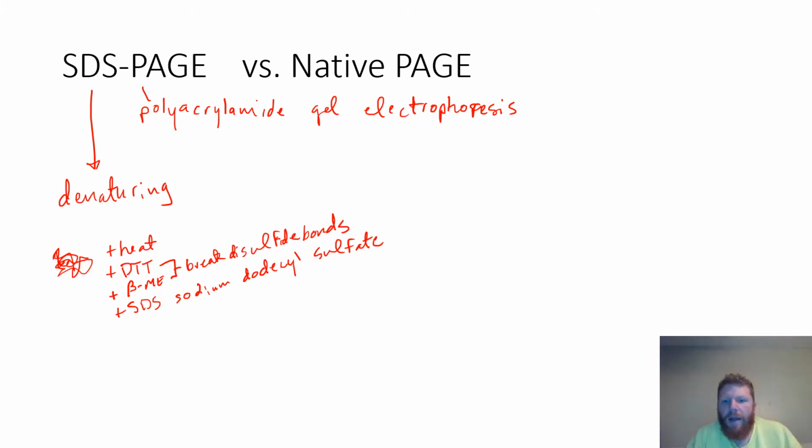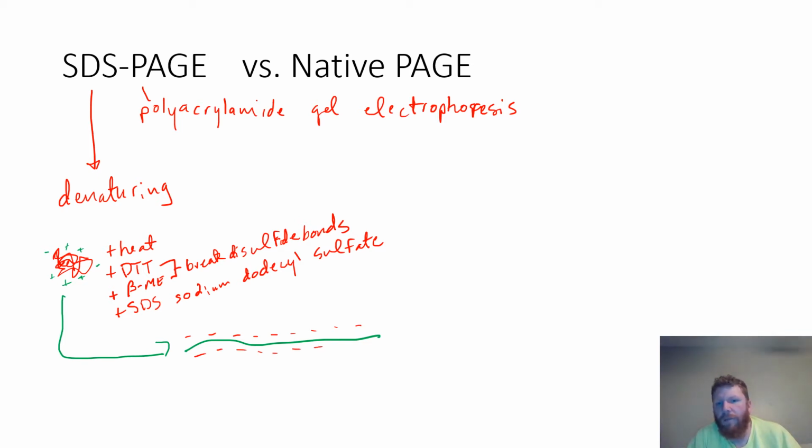So after you've added heat, DTT or beta-mercaptoethanol, and SDS, what you're going to do is take this three-dimensional protein that might have an intrinsic charge, or might have surface-exposed arginines or lysines that have positive charges, as well as some aspartic acid and glutamic acids. You are going to unfold that protein, and you're going to make a uniform molecule, and that uniform molecule has negative charges all along it. Those negative charges are coming from the SDS that you've added to that mixture.